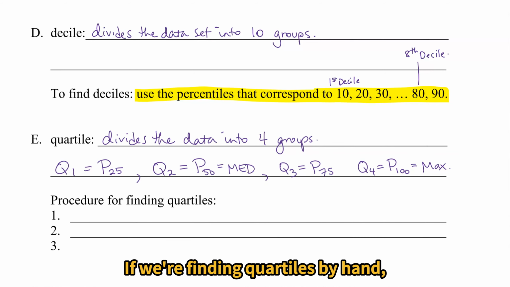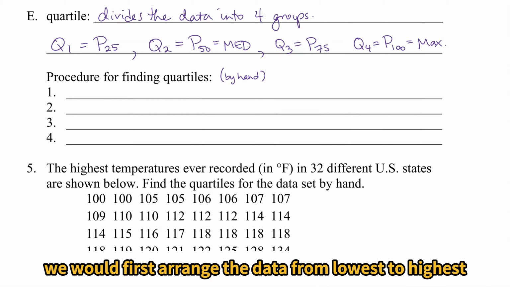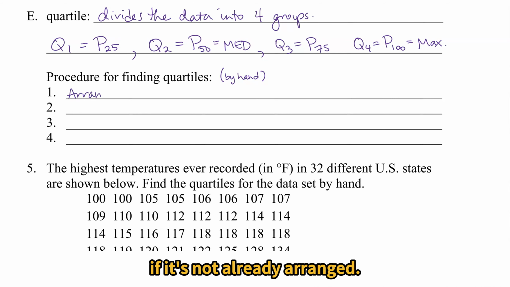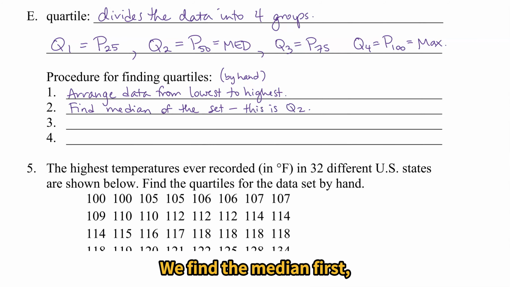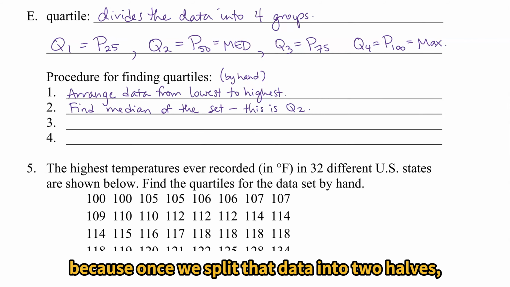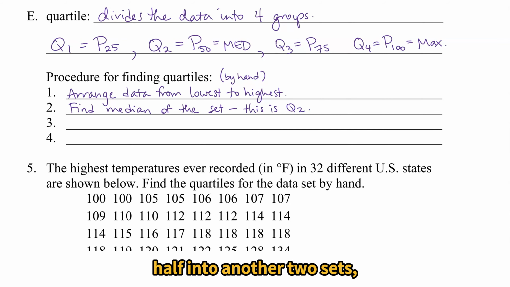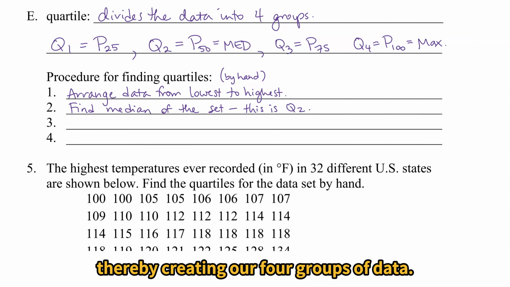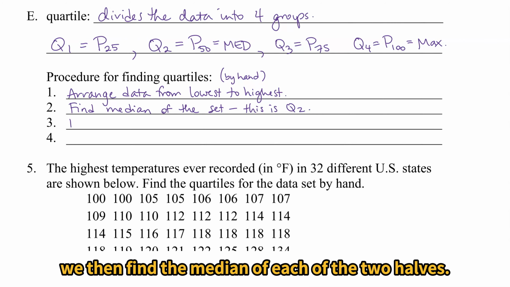set. If we're finding quartiles by hand, we would first arrange the data from lowest to highest, if it's not already arranged. Then we would find the median of the set. We find the median first because once we split that data into 2 halves, it's pretty easy to then split each half into another 2 sets, thereby creating our 4 groups of data. So once we find the median, we then find the median of each of the 2 halves.